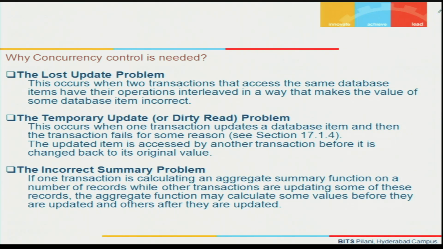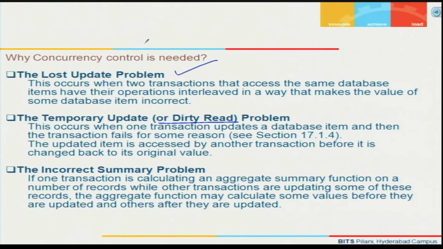Then what are the other ill effects of concurrent schedules? That is, when you execute the transactions in a concurrent way, what are the various problems that we encounter? The first problem is the lost update problem. The second problem is the temporary update or dirty read problem. The third problem is the incorrect summary problem. We understood that when multiple transactions are there, executing them in a serial fashion always results in a correct database state, and when you execute them in an interleaved fashion, it may result in an incorrect database state.